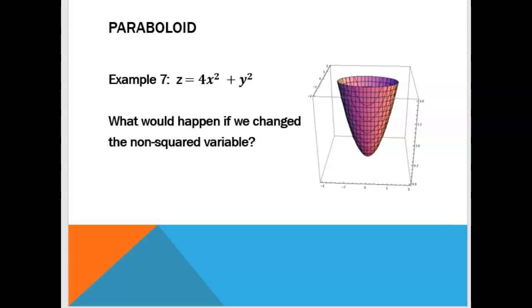The non-squared variable indicates the axis. So here, the axis of symmetry is the z-axis. If I want a paraboloid whose axis of symmetry is the y-axis, then I'll have y as the not squared variable, like that.